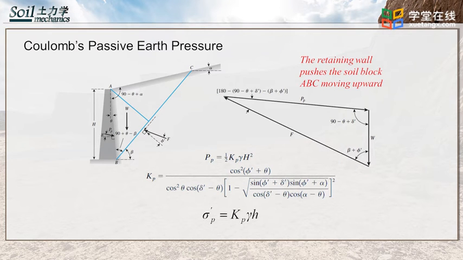The left figure shows a retaining wall with a sloping, cohesionless backfill similar to that considered in the active earth pressure condition. The force polygon for equilibrium of the wedge ABC for the passive state is shown in the right figure. PP is the notation for the passive force. Other notations used are the same as those for the active case. In a procedure similar to the one we followed in the active case, we can get the passive earth force, Coulomb's passive earth pressure coefficient, and passive earth pressure.